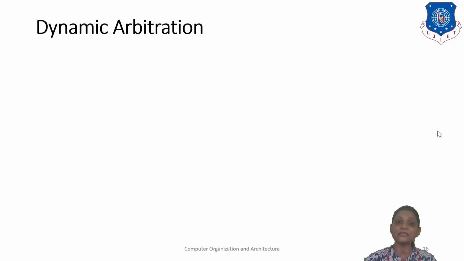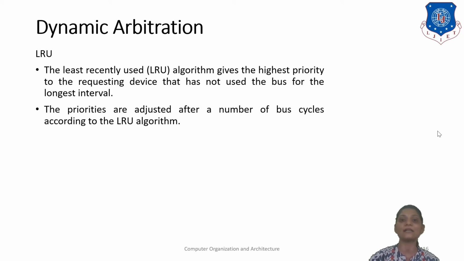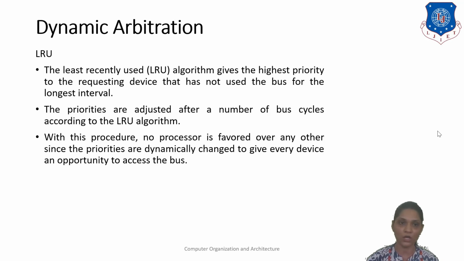Another method we can use is the LRU, that is, least recently used. That algorithm gives the highest priority to the requesting device that has not used the bus for the longest interval. These priorities are adjustable after a number of burst cycles according to the LRU algorithm.